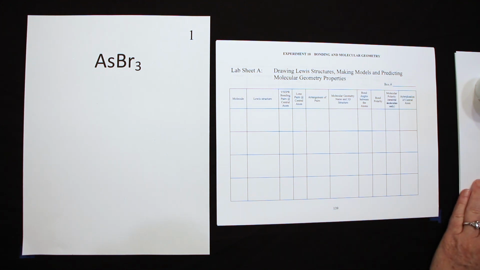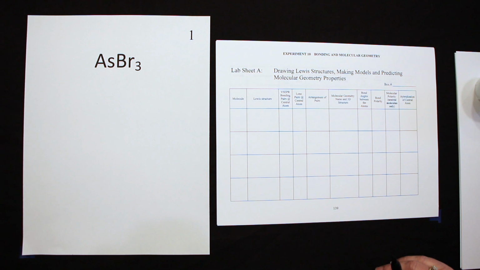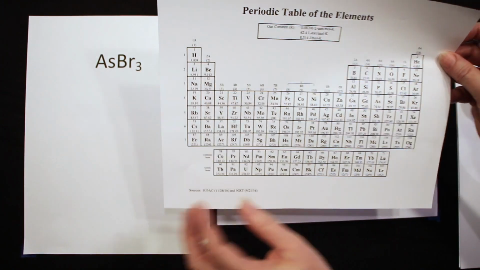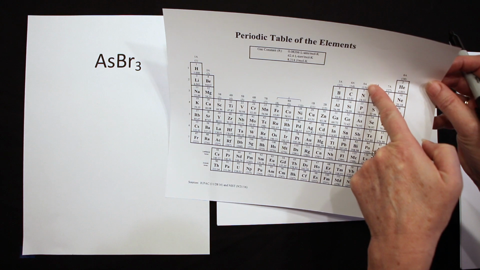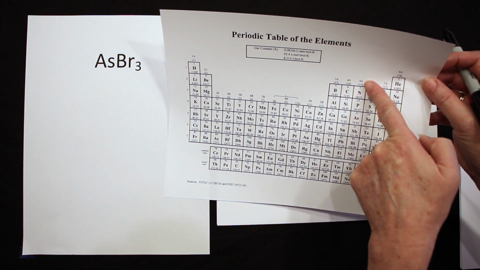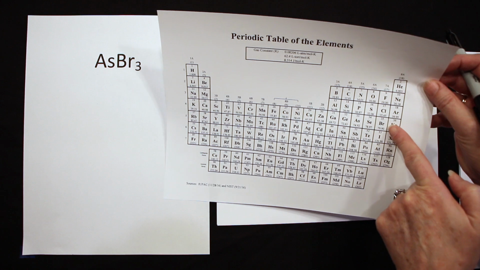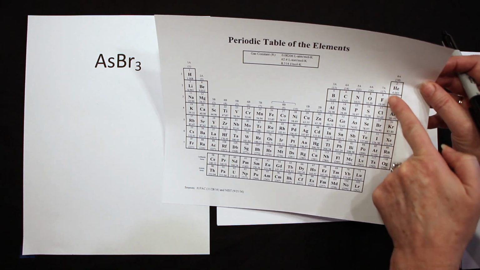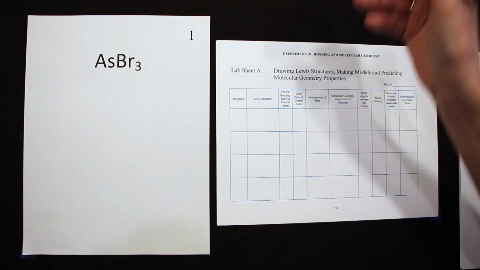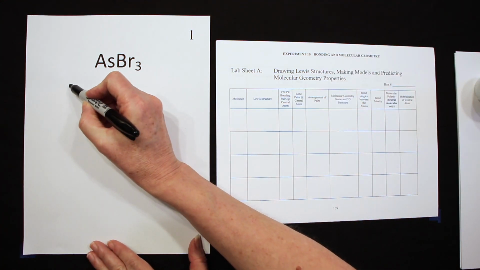All right, let's start off with arsenic tribromide. The first thing we are going to do is draw the Lewis structure. So we need to determine, first of all, how many electrons are going to be in our molecule. Arsenic is in group 5, so it has 5 electrons in its valence shell, and bromine is in group 7. So it has 7 electrons in its valence shell. So let's calculate that number.